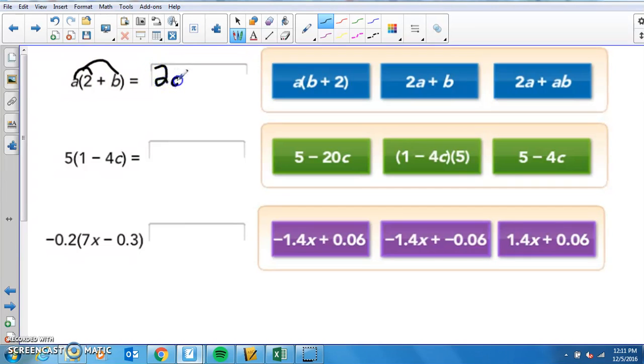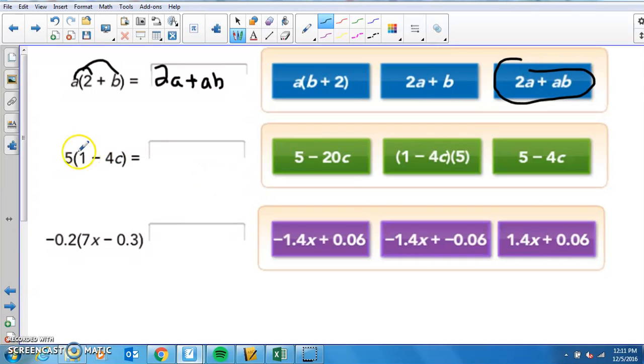A lot of you may have written it as a2, but get in the habit of writing the number in front of the variable. So we're going to say 2a. And then a times b, we're going to write that as just ab. Some of you may have written it as ba, but the accepted form, or the correct way of writing it, is alphabetical order, so we're going to say ab. So our answer would be this one right here.